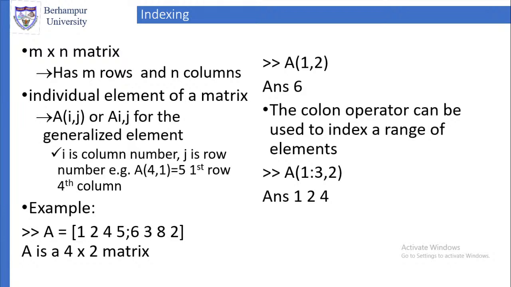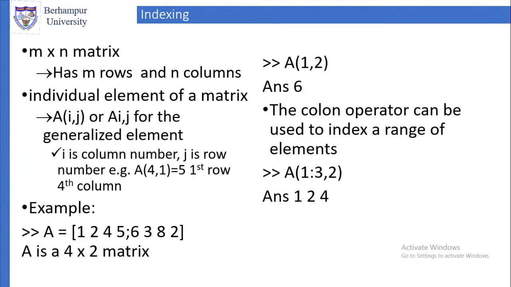For example, A is equal to, within square bracket, 1 2 4 5 semicolon 6 3 8 2. So this has how many rows? 2 rows. And how many columns? 4 columns. So it is a 2 cross 4 matrix.